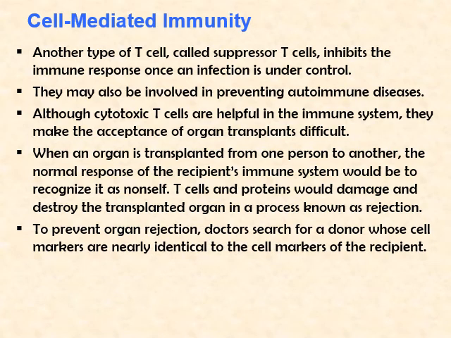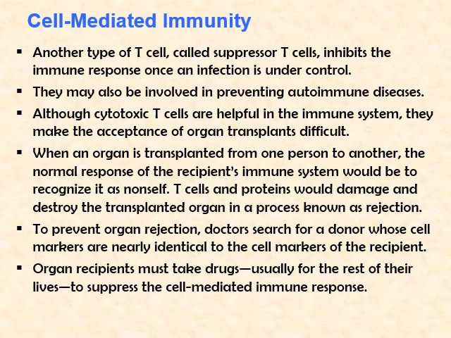To prevent organ rejection, doctors search for a donor whose cell markers are nearly identical to the cell markers of the recipient. Organ recipients must take immunosuppressant drugs, usually for the rest of their lives, to suppress the cell-mediated immune response.